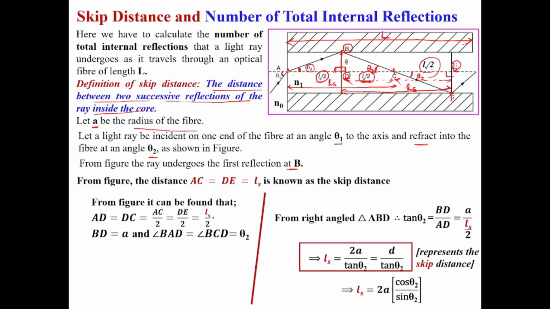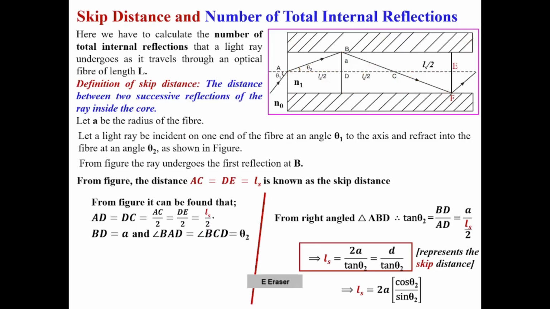So here we found A to C distance. This A to C distance is your skip distance, that is your LS, and D to E is also LS, that is your skip distance. So anyone can calculate the LS or LS by 2 by considering any triangle, this triangle, this triangle, or this triangle.